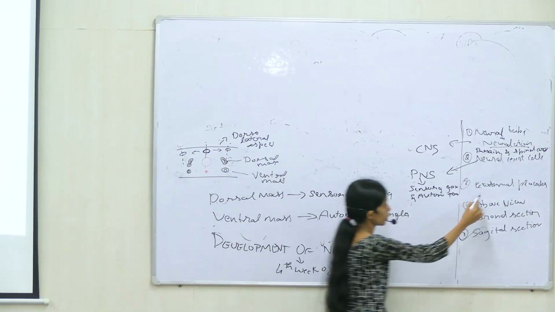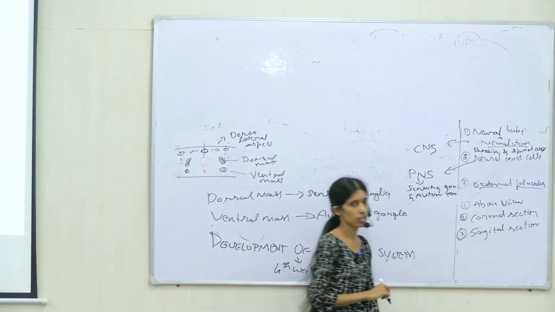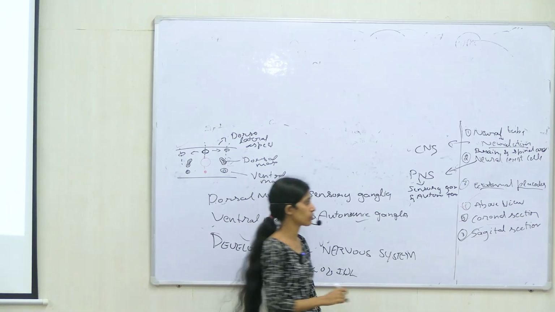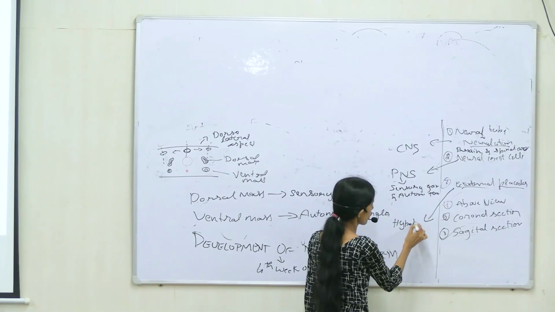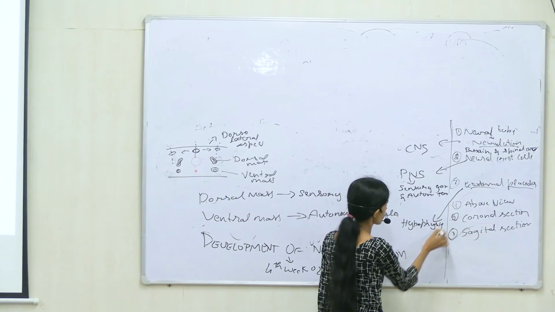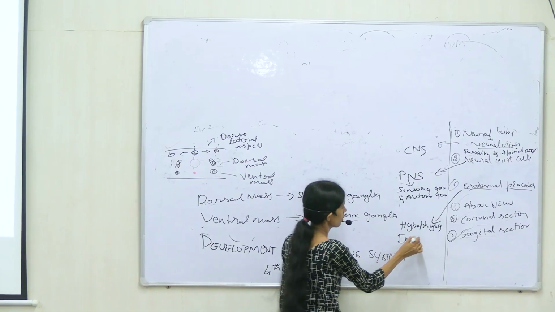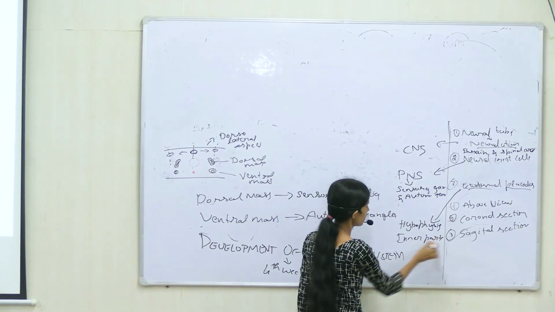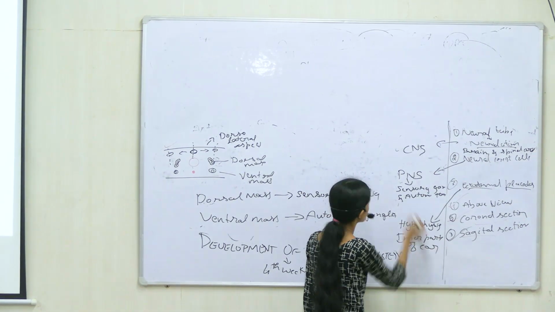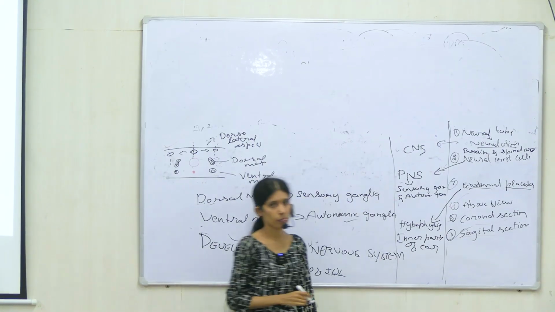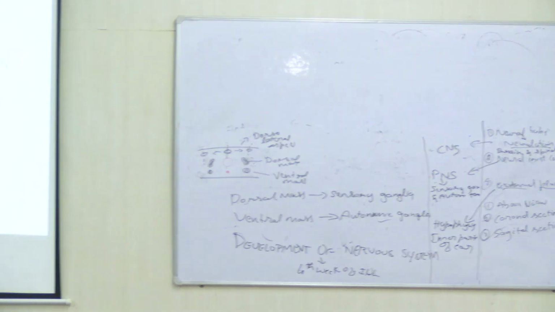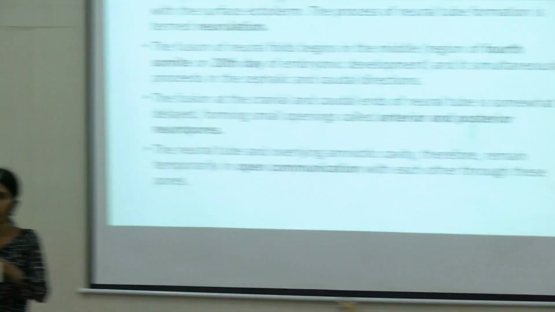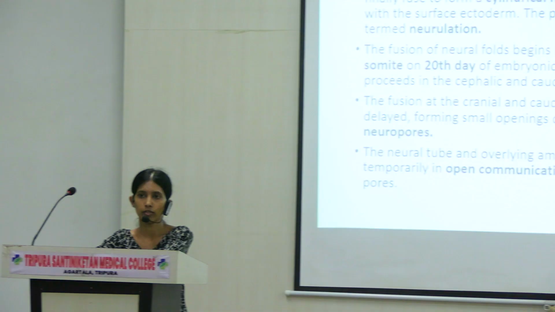What happened to the ectodermal placodes? Your ectodermal placodes will give rise to the hypophysis, that is your pituitary gland, and also to the inner parts or aspect of the ear. Okay, these are the events that take place in the 4th week of the development of the nervous system.